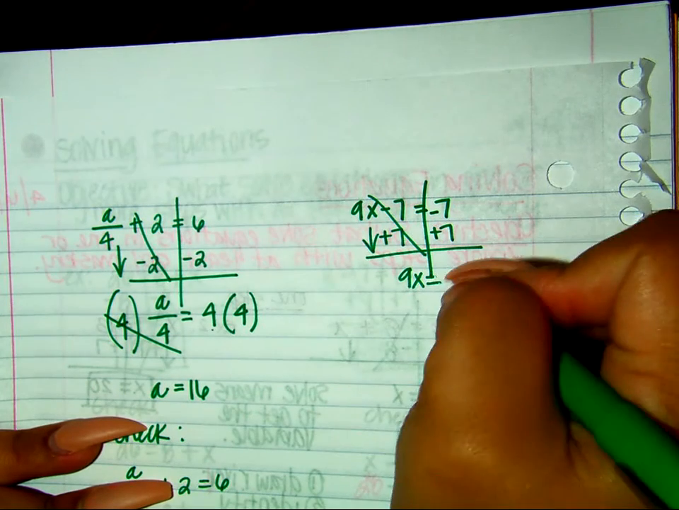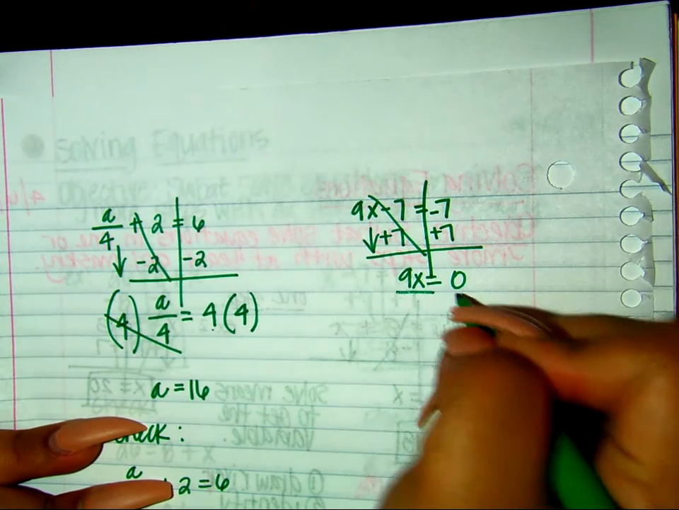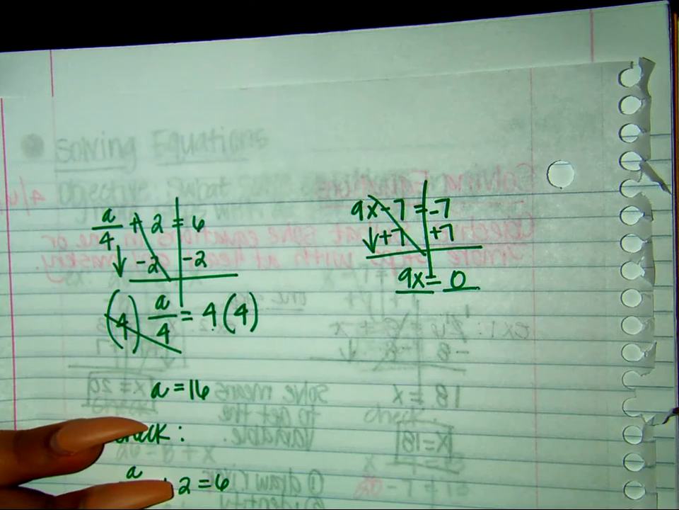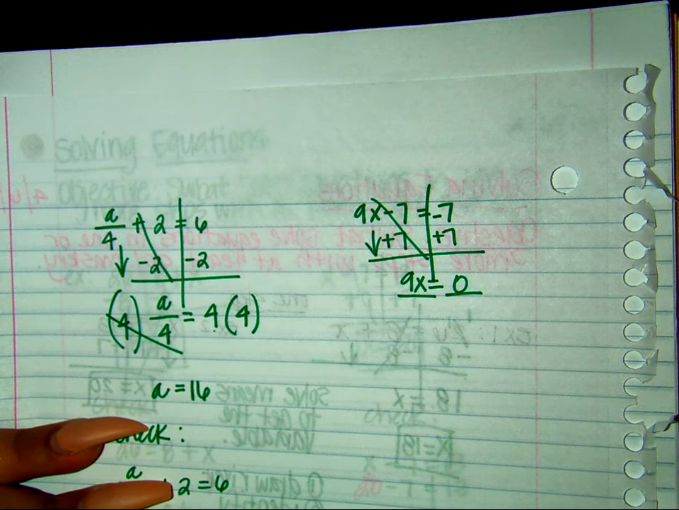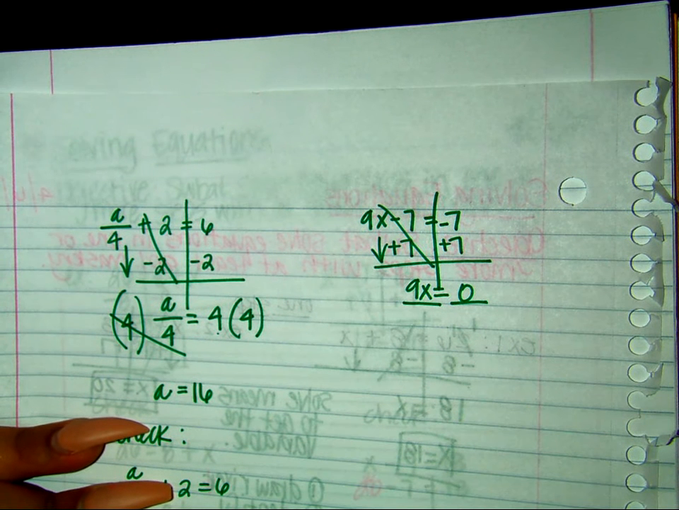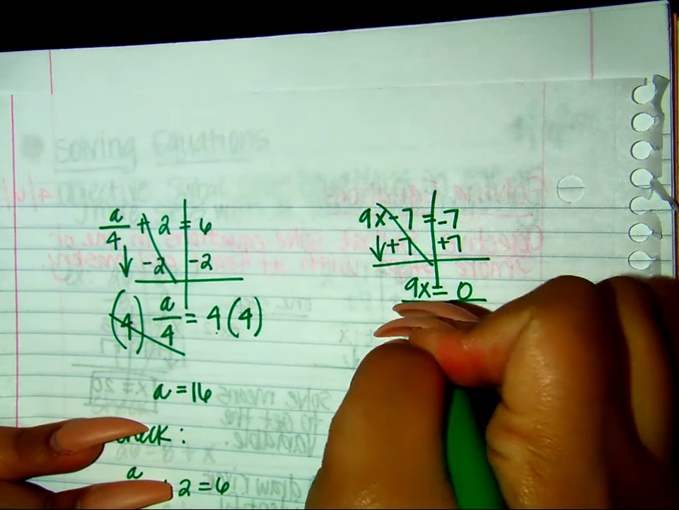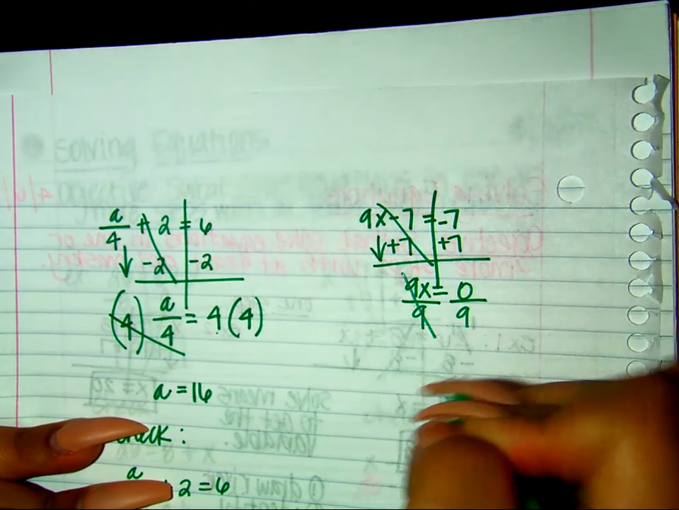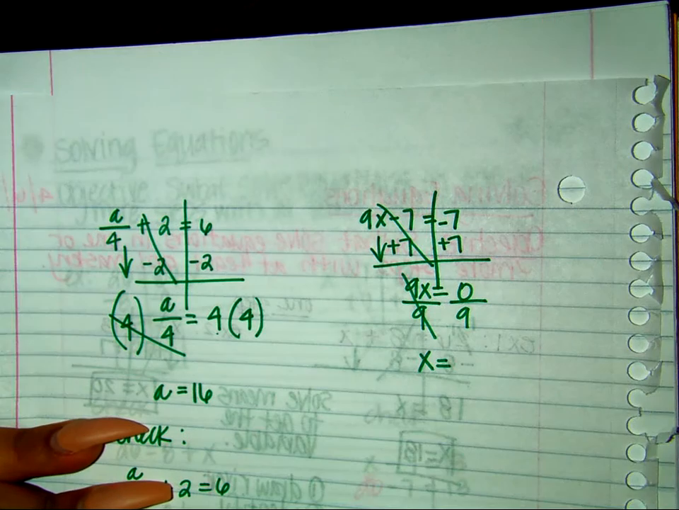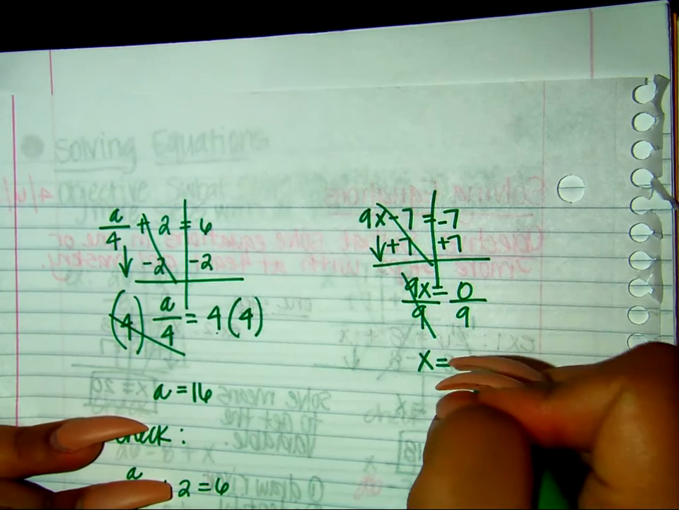Negative 7 plus 7 is 0. Now, 9 and x is being multiplied with each other, so the opposite of multiplication would be division. So I am going to go ahead and divide both sides by 9. That'll cross that out, and x is now by itself. 0 divided by 9 is 0.